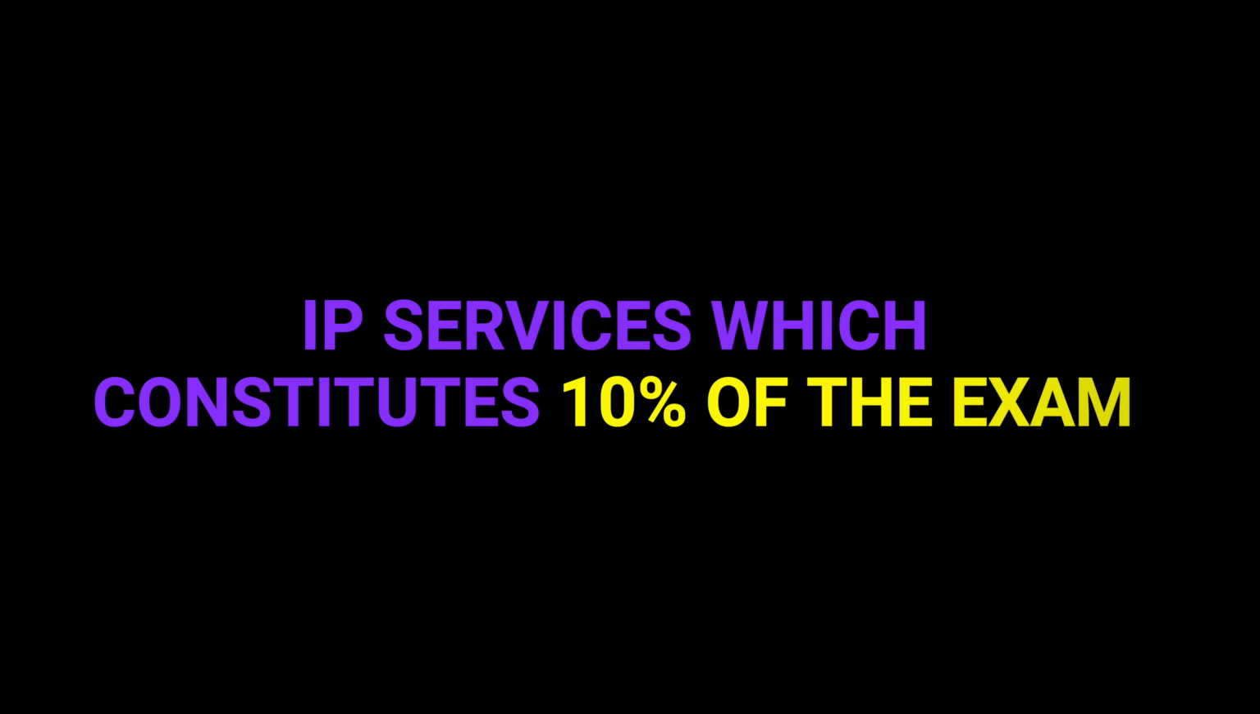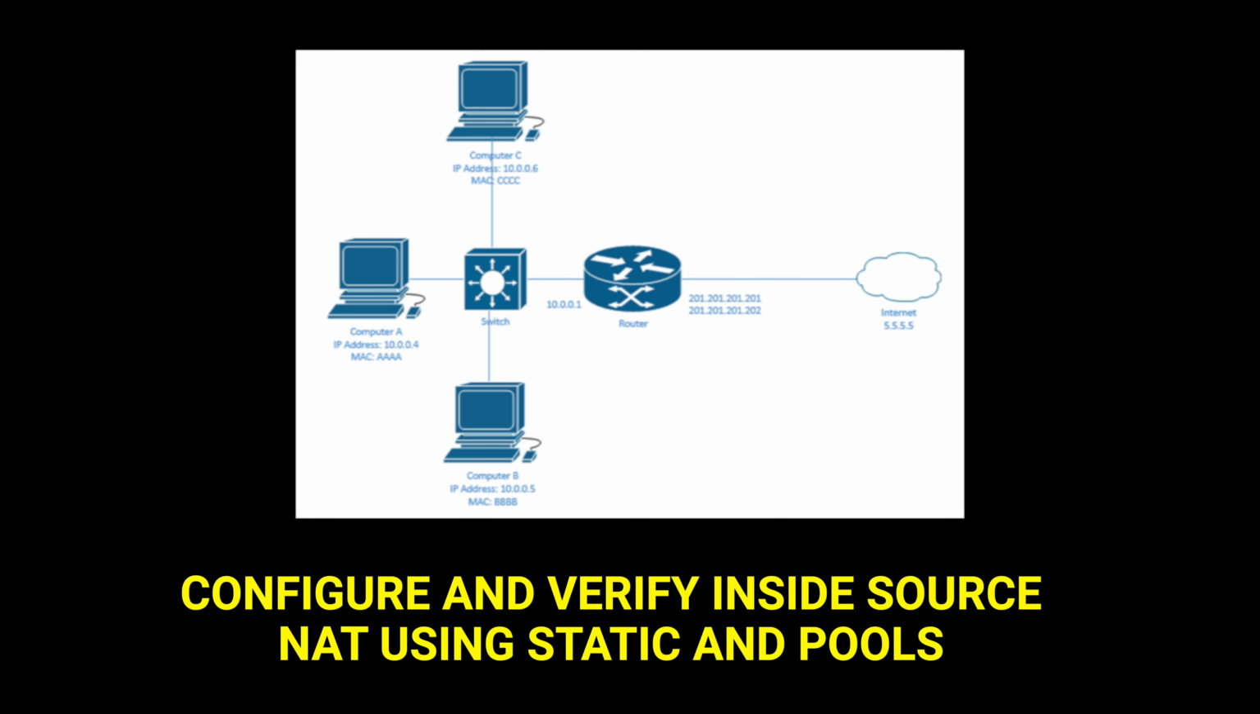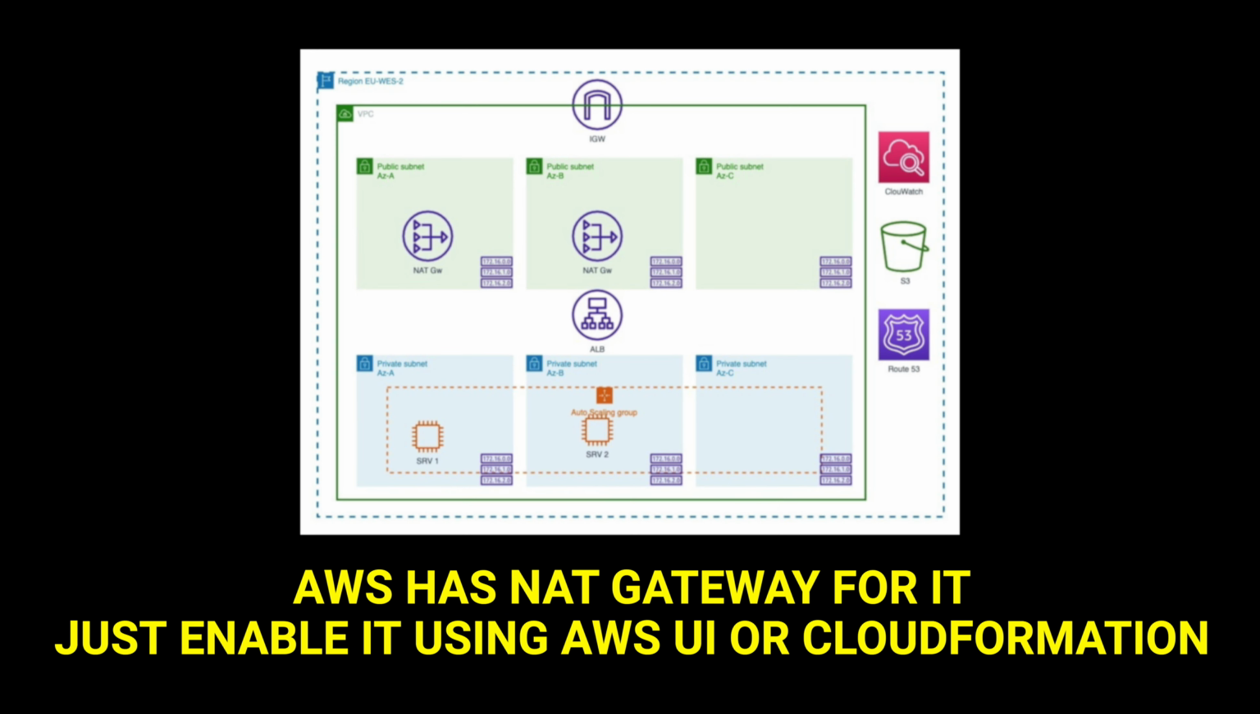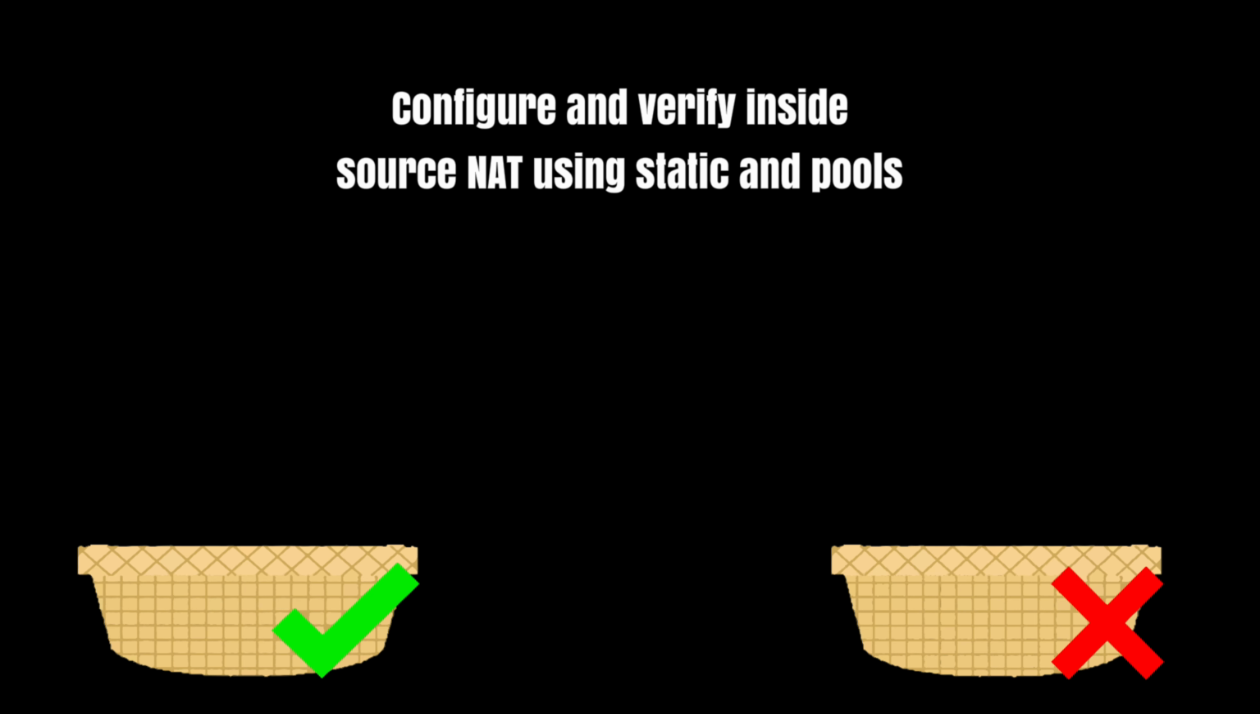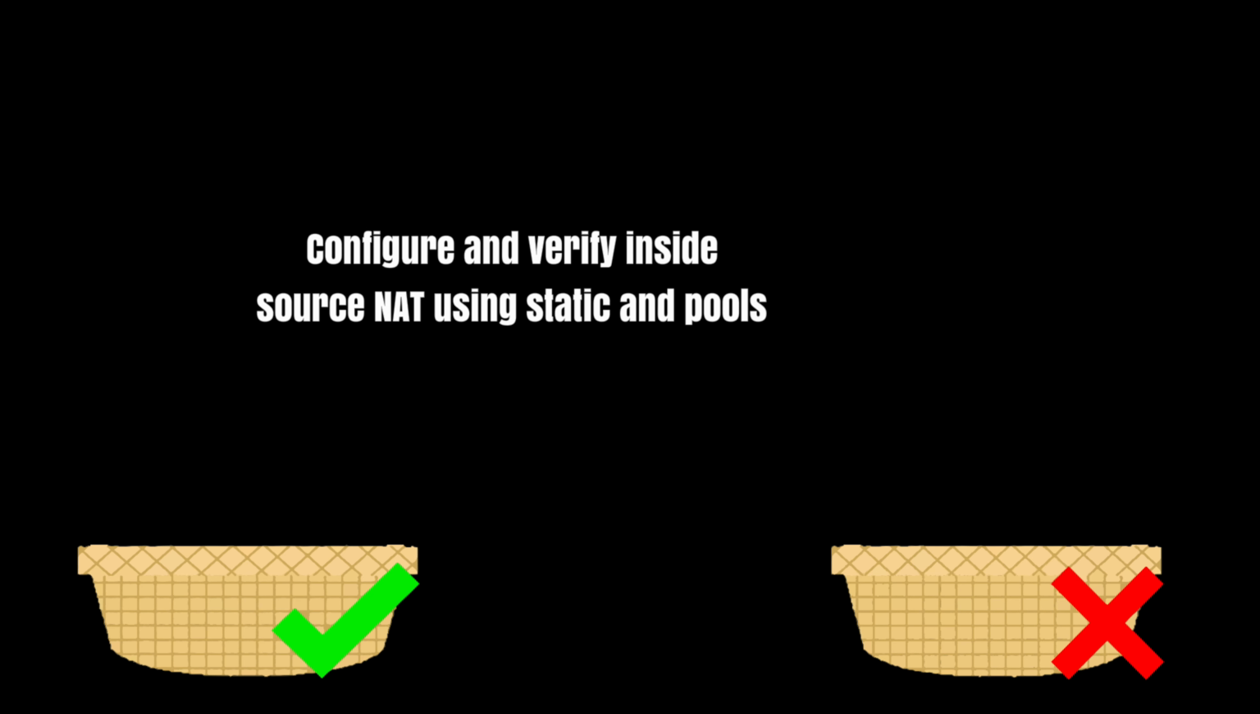Then, IP services, which constitutes 10% of the exam. Configure and verify inside source NAT using static and pools. AWS has NAT gateway for it. Just enable it using AWS UI or CloudFormation. In my opinion, the NAT concept provided by Cisco is very valuable.